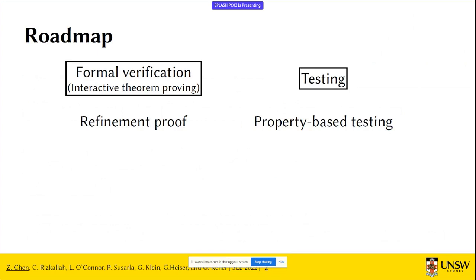So specifically for this work, I want to focus on refinement proof, just that one particular form of formal verification, and property-based testing, that particular methodology of testing. We want to use these two together in the context of COGENT. If you don't know what they mean, doesn't matter. I'm going there. COGENT already has the refinement proof built in.